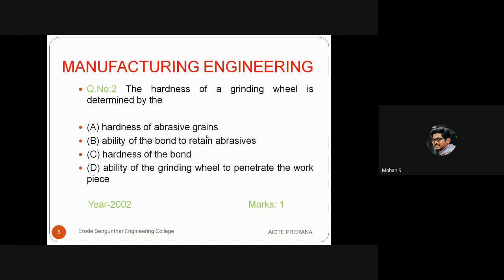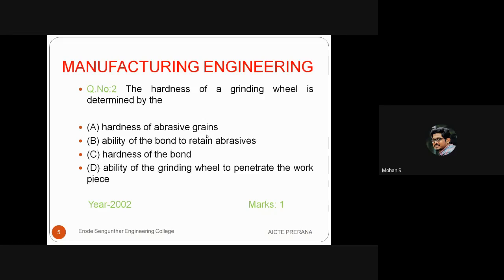The second option is the ability of the bond to retain abrasive. So we are choosing abrasive grains first, and then what type of bond you are using for bonding the grains together. Okay, that is your second point.